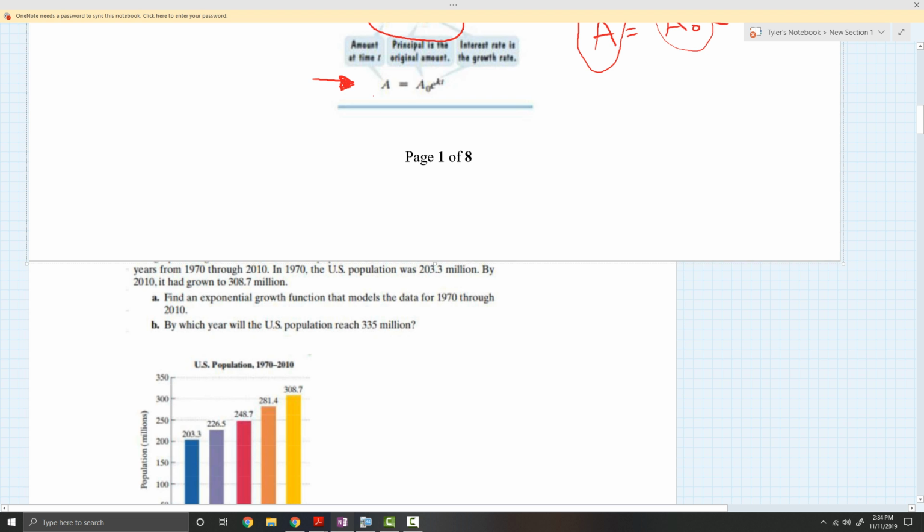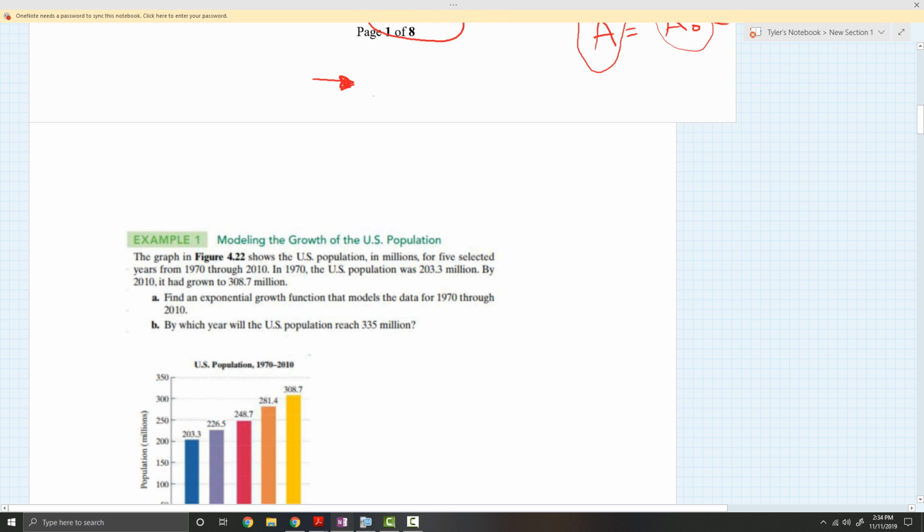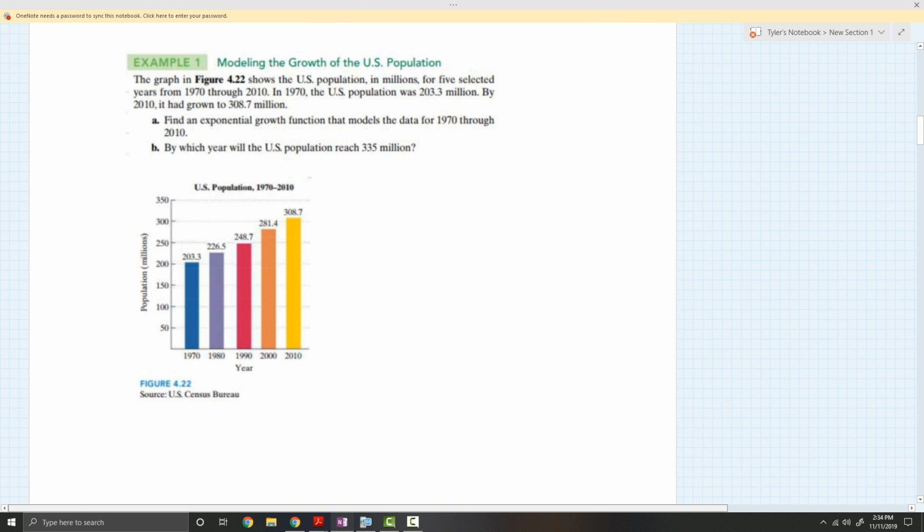Whoops. So now this page is over top. All right, so now what I want to take a look at is an example of using this form.